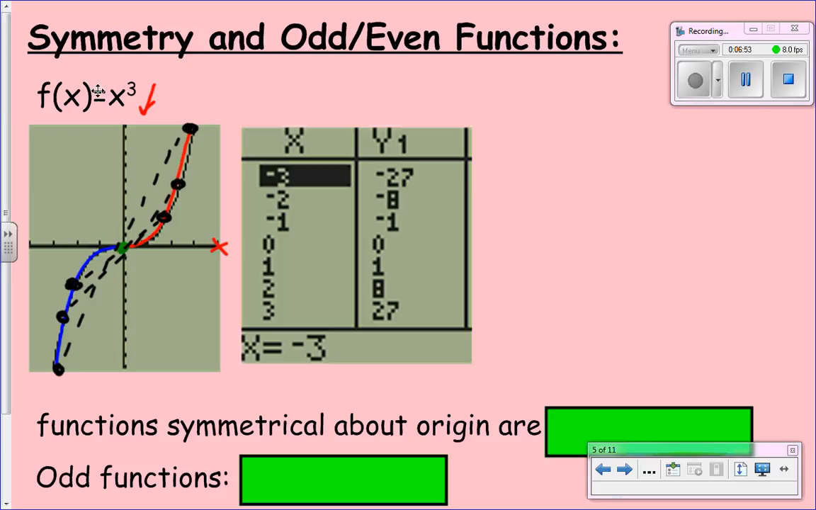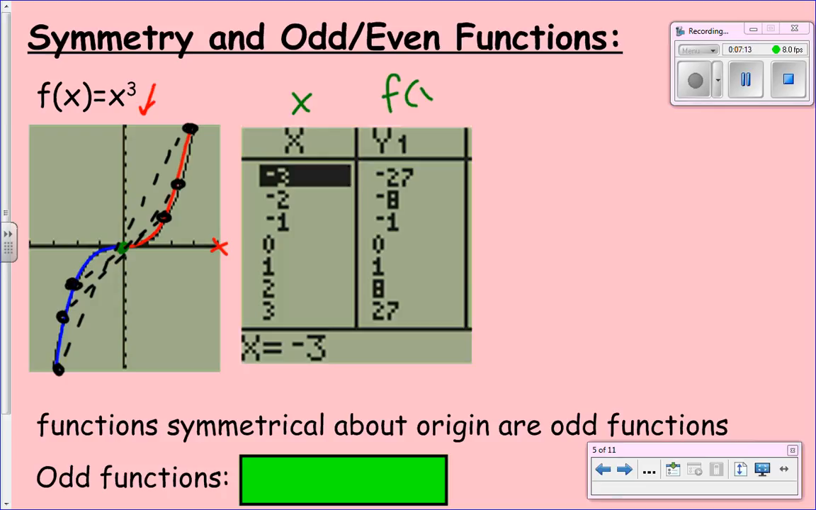And when we see that it reflects on the origin, we know it's odd. Looking at the graph is always the easiest way to tell. But let's say they just give you a table of points and they don't give you a graph. All right? Again, here are my x values. This is my f of x, which is the same thing as my y.